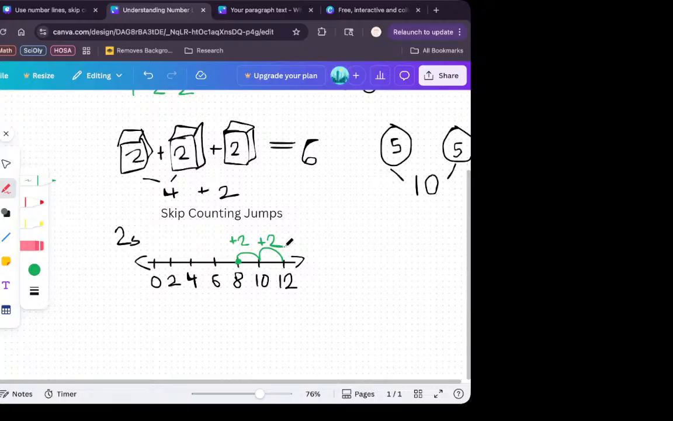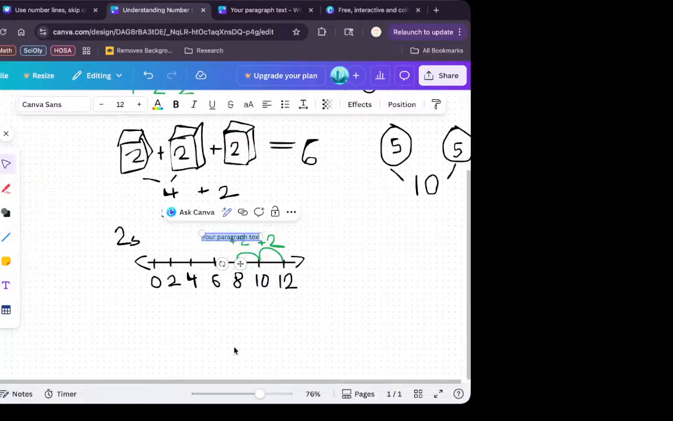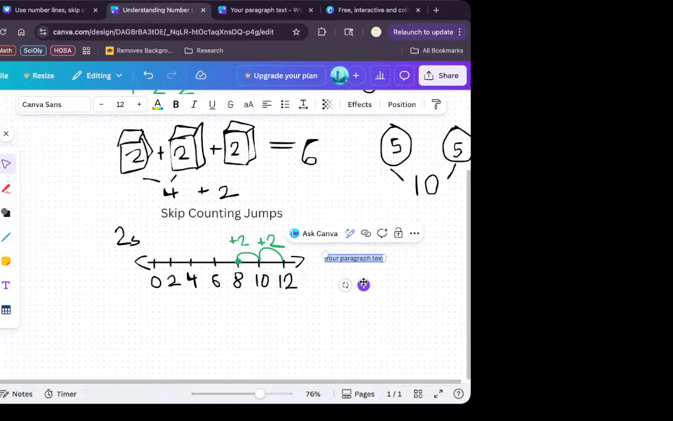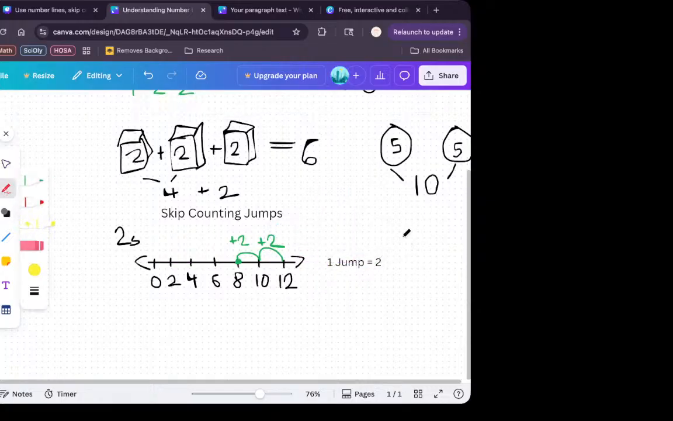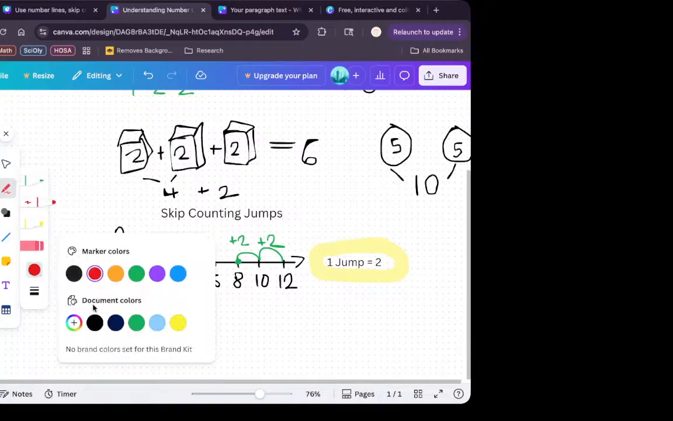So how much is each jump valued at? 2. Since we are skip counting by 2s, in this context, 1 jump is equal to 2. Right over here. And I will highlight that. Right over there, okay? Now let's go backwards.